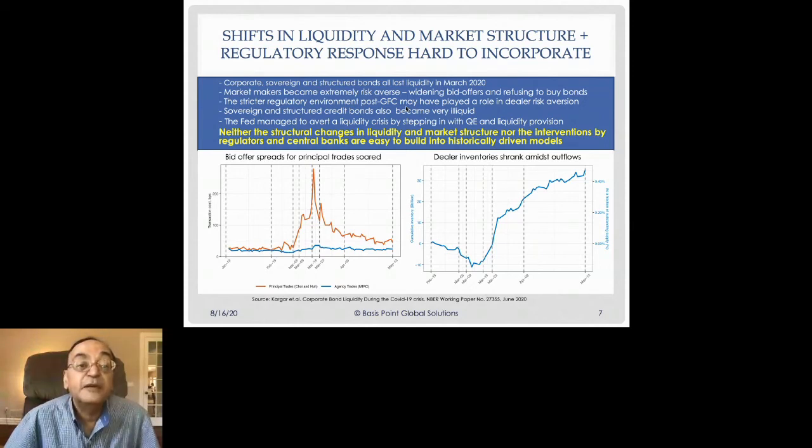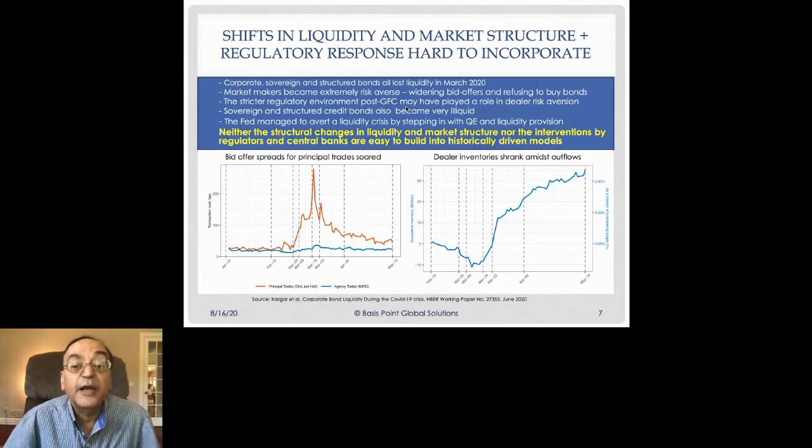This type of behavior was driven in part by regulation and in part by the self-interest of dealers. The over-the-counter nature of the market essentially allows dealers a lot of latitude in how they respond to price changes in a crisis. So in combination with the stricter regulatory environment in the post-global financial crisis era, there's been a lot of dealer risk aversion, and that dealer risk aversion showed up here. Similar to corporate bonds, structured and sovereign bonds also had the same type of reaction, became very illiquid.